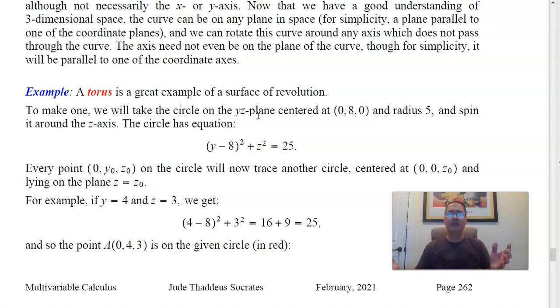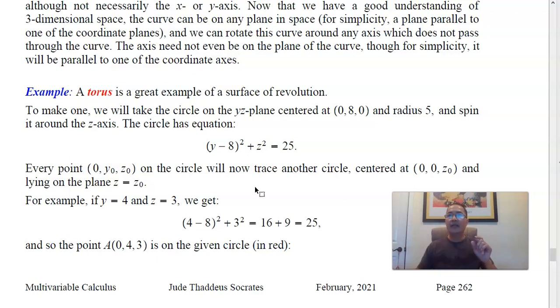Okay, does it have to be on the YZ plane? No, it can also be on the XZ plane. Okay, so if we want this to be a radius, then this will be the equation of the circle, ignoring the x coordinate. Okay, every point on the circle will now trace another circle.